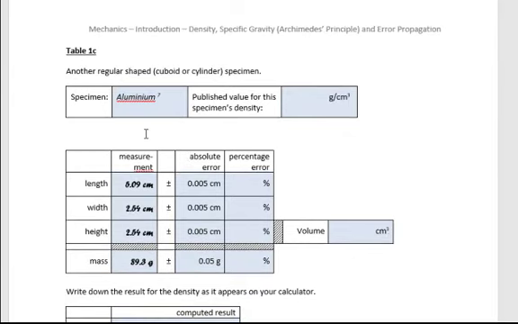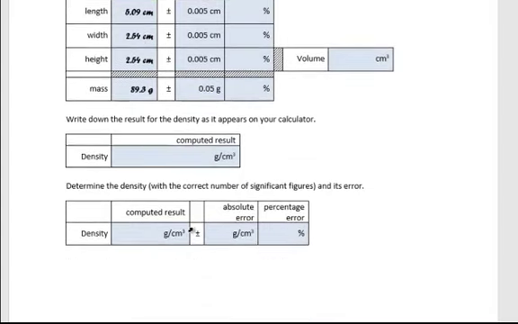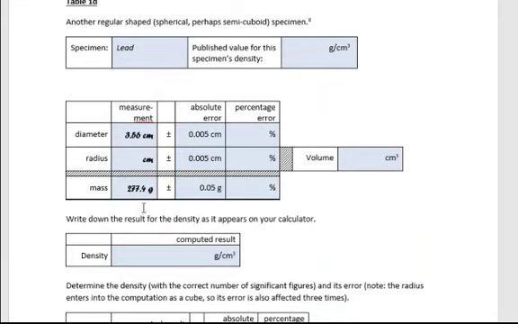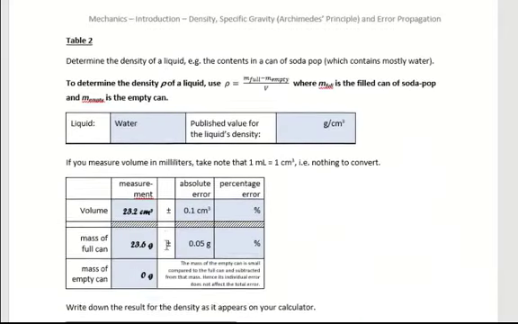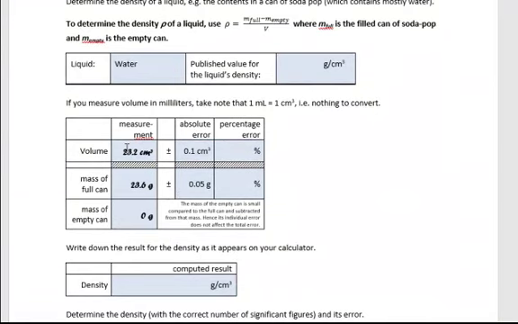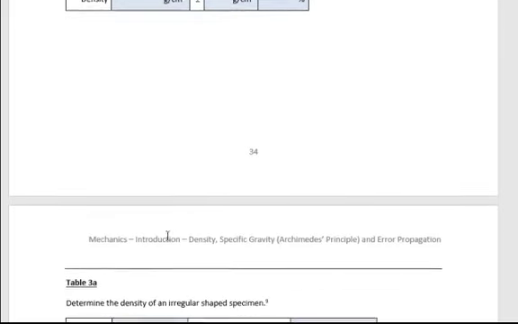I know I called it aluminium, but either way. And again, I put the data in here and the absolute errors, and again I will explain that later. Here's the lead sphere. You would have to compute the radius. Well, that simply comes out to 1.78 centimeters. And then here's the water. Notice here mass of empty can is 0 grams. You will see how I tared the balance in the video.